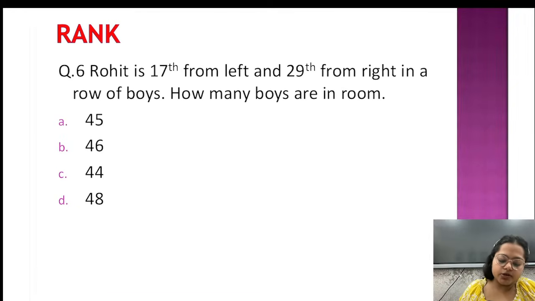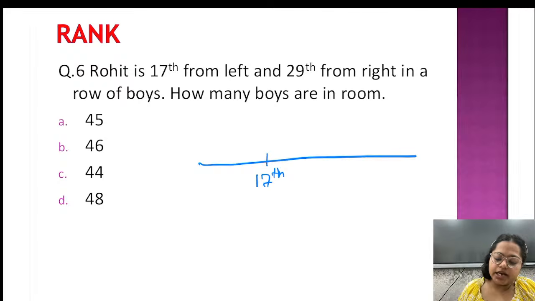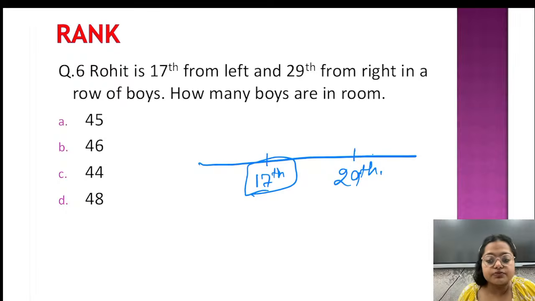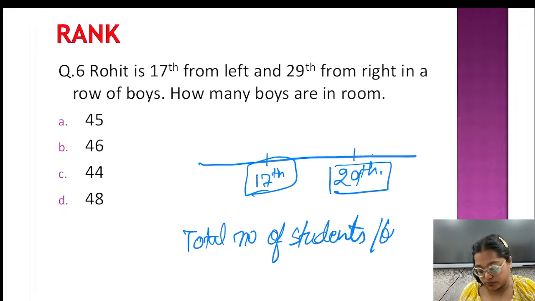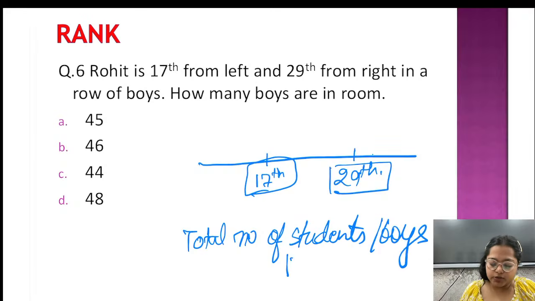Okay, this is also a very interesting question. Rohit is 17th from the left, okay, and 29th from the right in a row of boys. So how many boys are in the row? Now we have the rank from the start and from the end. Now we have to calculate the total number of boys. Okay, so how do we calculate it? We have to add them.